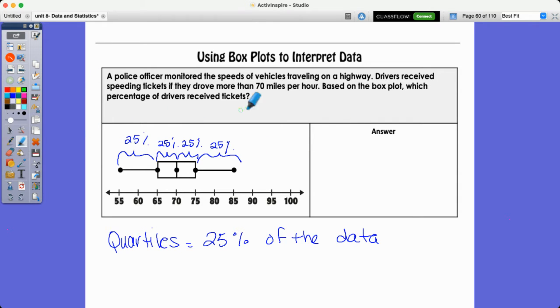So we have to go back to this question. If you drove more than 70 miles an hour, obviously this is not Texas, but we'll go with it, you're going to get a ticket. So I'm going to find where that is and look at my data from that point. Here's my 70 miles an hour, and I'm looking at this part of the data. What percent of our data falls within this range? That's right, it's 50% because we have the third and fourth quartile. This is Q3 and Q4, so it's the upper two quartiles, or 50% of the data.